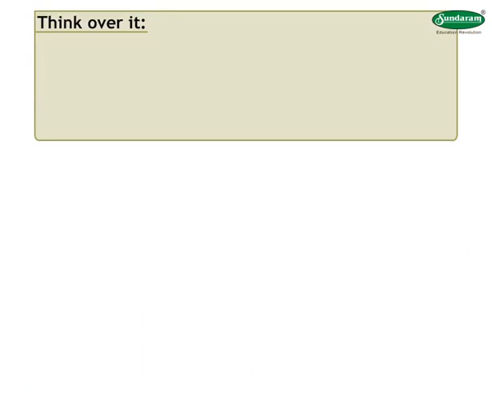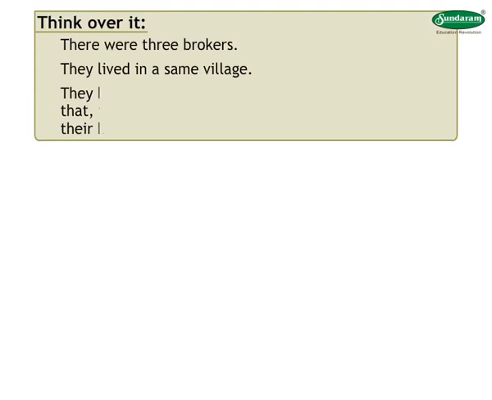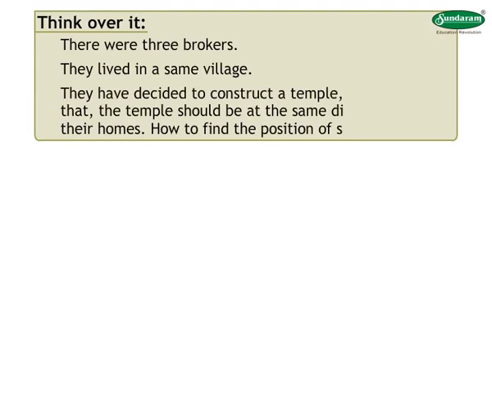Now let's think over it. There were three brokers. They lived in the same village. They decided to construct a temple in such a way that the temple should be at the same distance from their homes. How to find the position of such a temple?